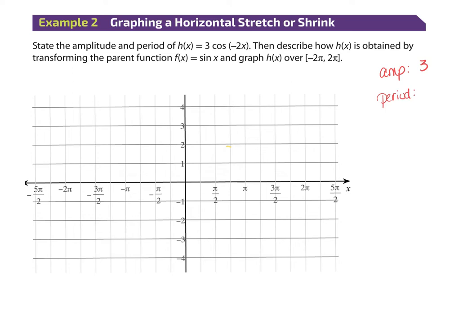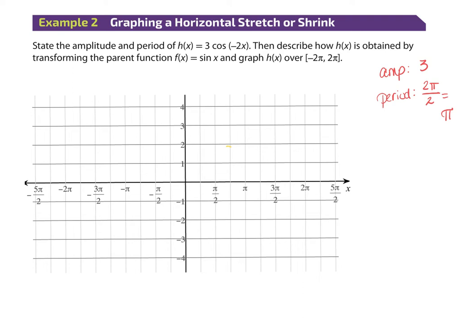My period is going to be 2 pi over the absolute value of the number in front of my x. Well, that's negative 2, so that's over 2. So my period here is just pi, which means I'm going to complete an entire cycle in half the time.